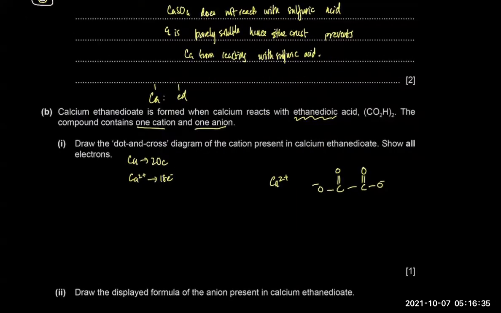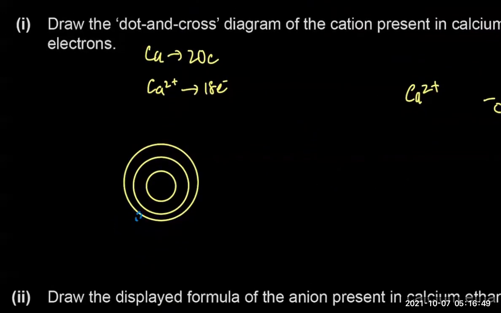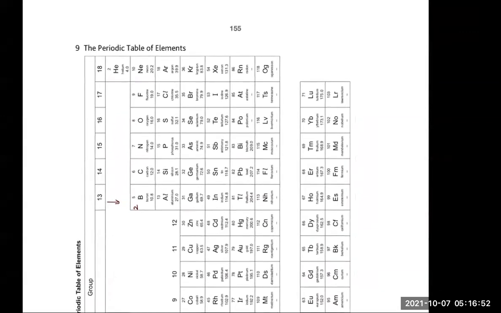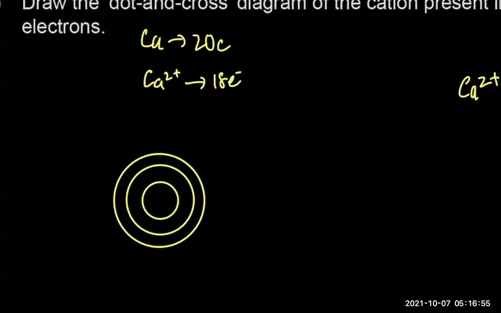So for the dot and cross diagram, what you have to do is this. First shell, second shell, and then third shell. They're saying show all the electrons. So you have 2 in the inner shell, that's the first shell. You have 8 in the second shell, and 8 again. So that's 18 electrons. So this is dots and crosses.